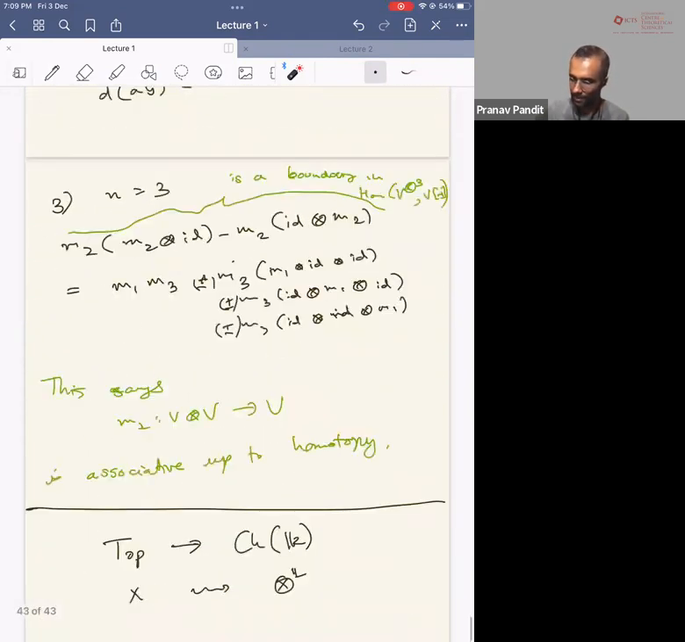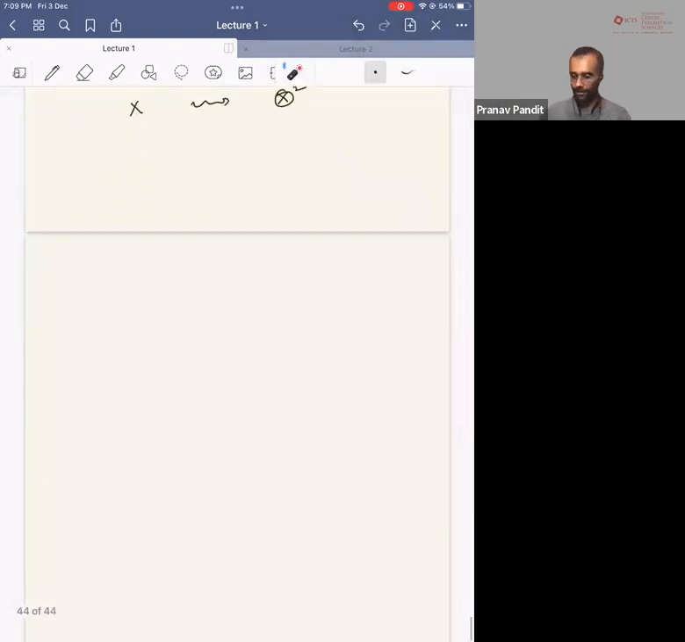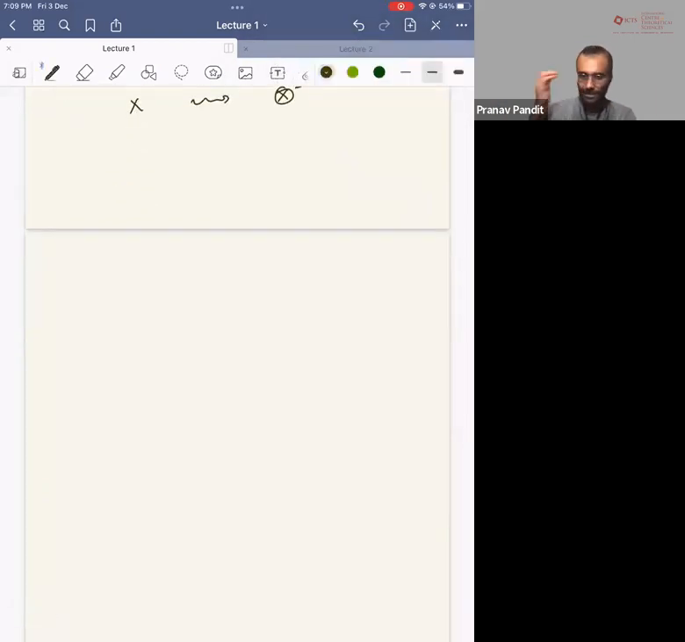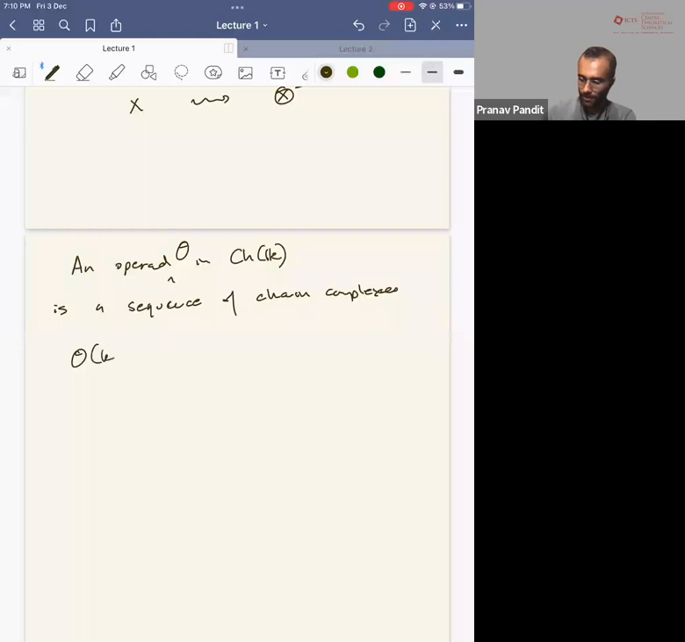Should I write out the definition? I don't write out the full definition of an operad, and I'm also not looking for the full definition. I'm trying to get an idea of what it is abstractly. But an operad in chain complexes will be an operad O, let's say, a sequence of chain complexes O of K, K in N. Often you assume that O of zero is just a singleton and so on, but let's not put any assumptions at the moment.